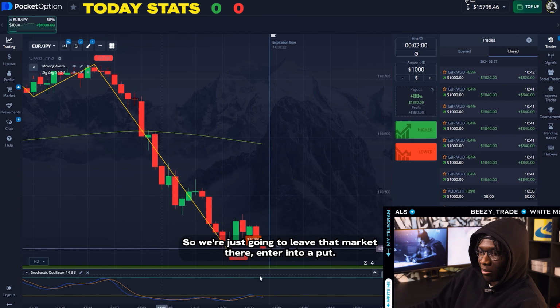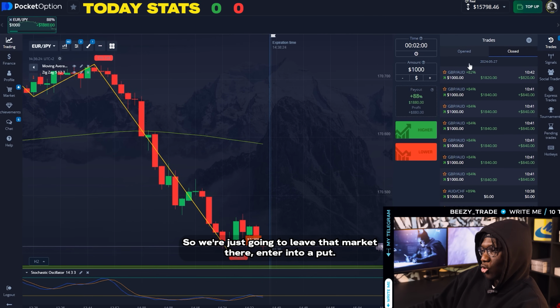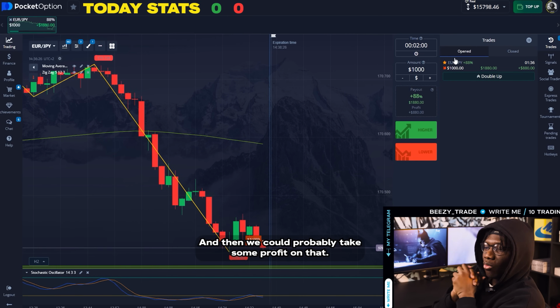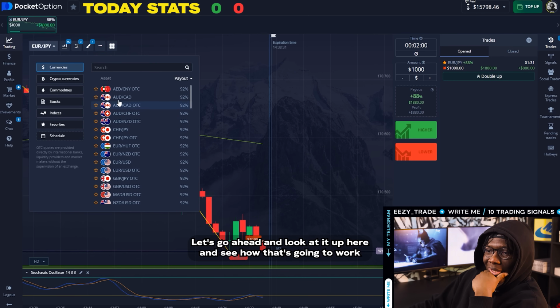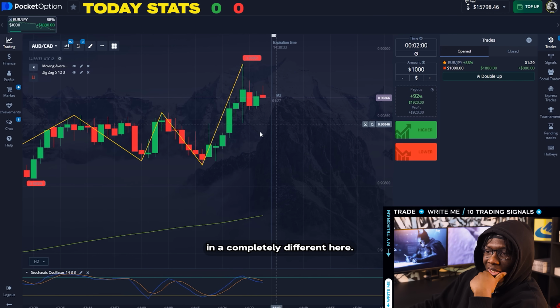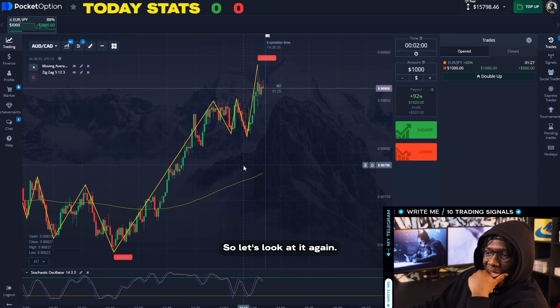So we're just gonna leave that market there, enter into a put, and then we could probably take some profit on that. Let's go ahead and look at another pair and see how that's gonna work in a completely different pair. So let's look at it again here.